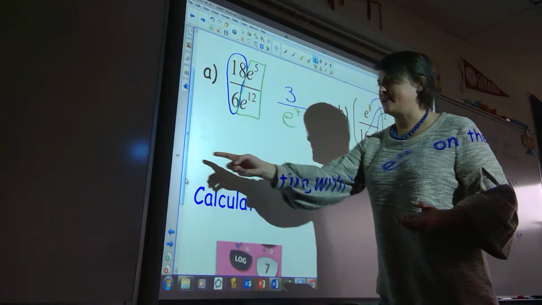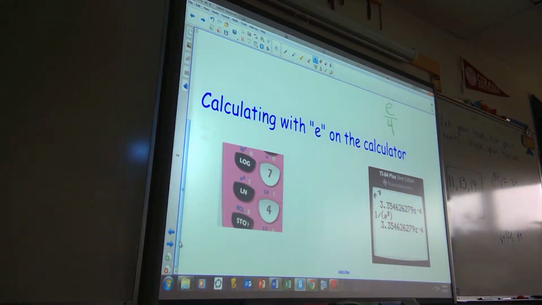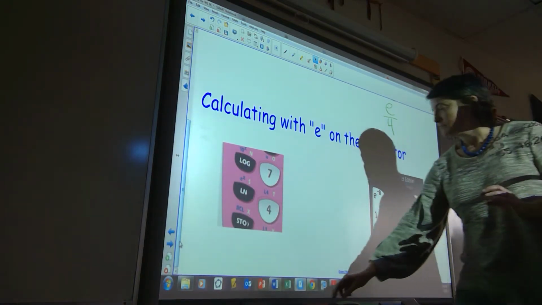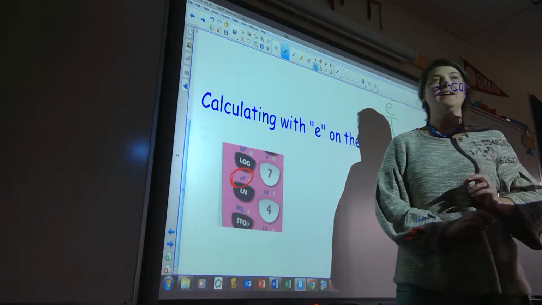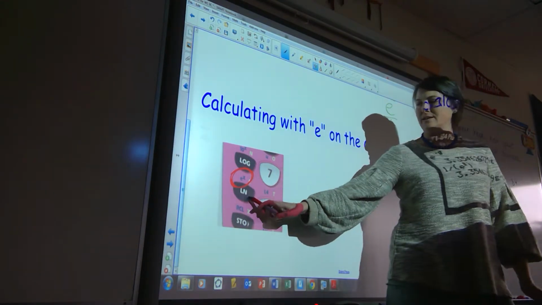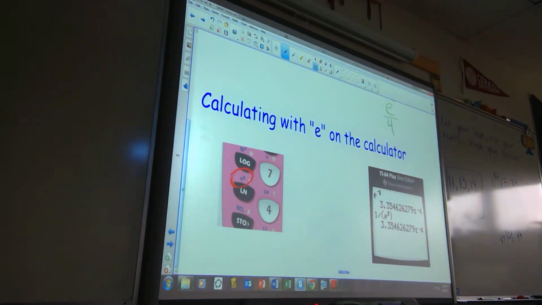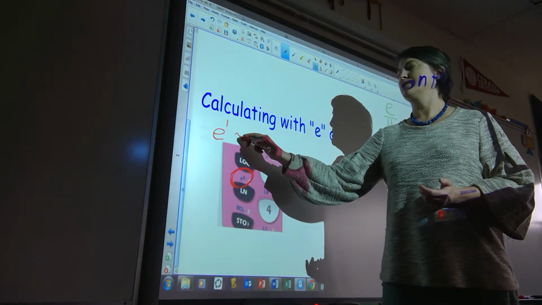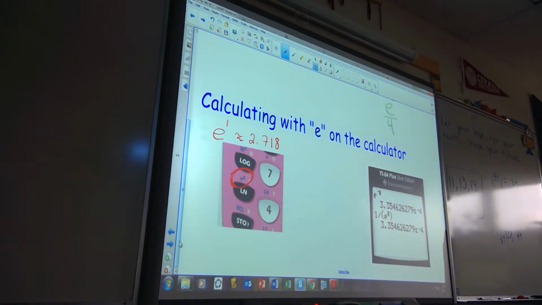If you have your calculators handy, I do want you to look and see where the E button is. We definitely will use that tomorrow. You might want to use it today. All right, so this is what we want you to look for. It is on the LN button, which is just to the left of the 7 and the 4. So try it out. If you do e to the power of 1, you should get approximately 2.718. So you can make sure that you're doing it right.